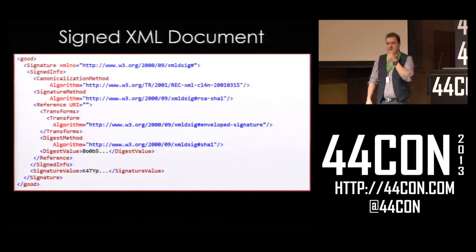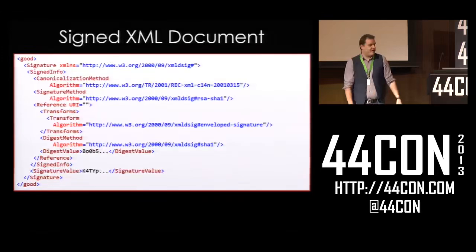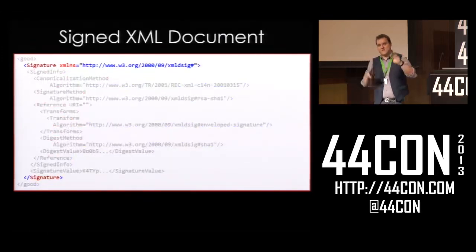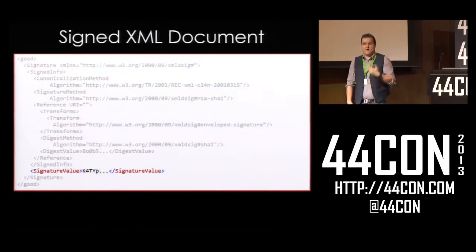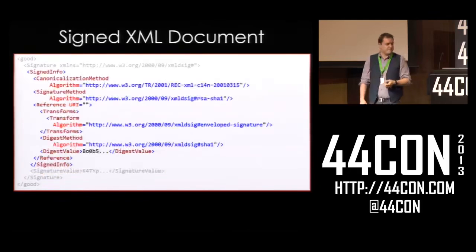So what we end up with is something like this sort of monstrosity. We started with a document which has a good element. That was all it was in that document. And what we've ended up with is this massive signature block, and it's broken up into little bits. We've got the Signature element, which is wrapping the entire signature. We also have, at the bottom, the actual value itself, so this is, say, the RSA SHA-1 padded signature value.